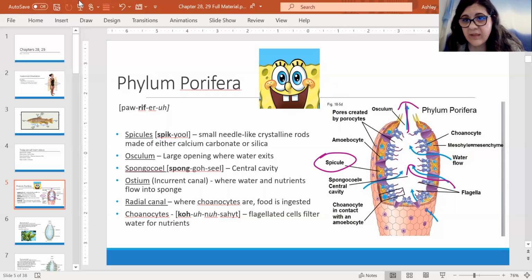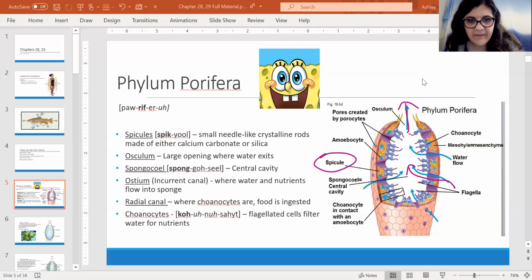Yes, it can be anywhere on the sponge. Here's a diagram of that flow. It varies from sponge to sponge where the water will come in and leave. This general one is the simplest sponge. There are ostia all over, and then usually the osculum will be at the top. Usually there's just one osculum per sponge, so water can flow in anywhere and usually has one exit.